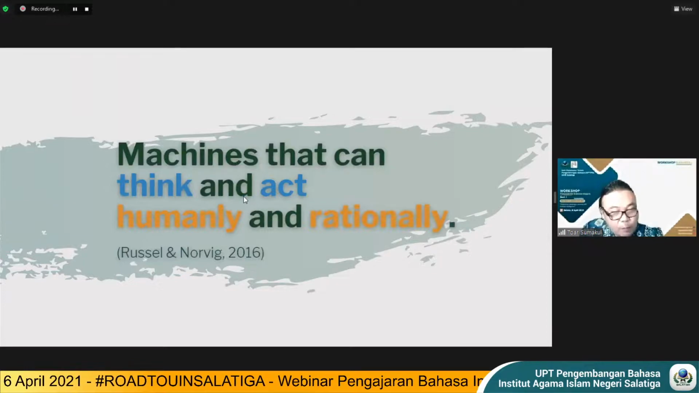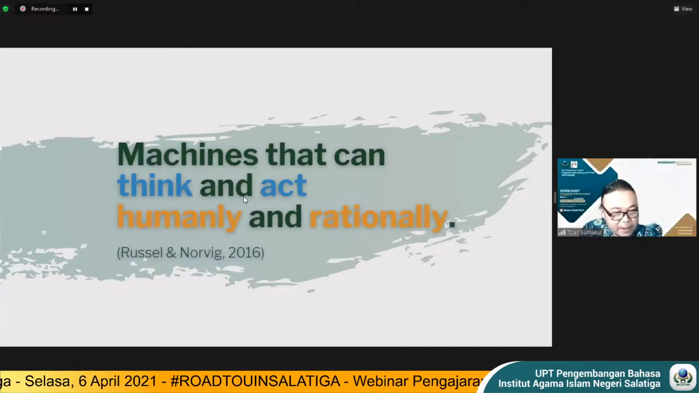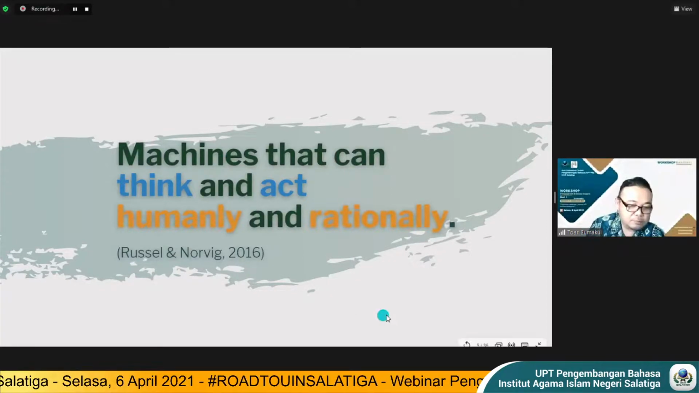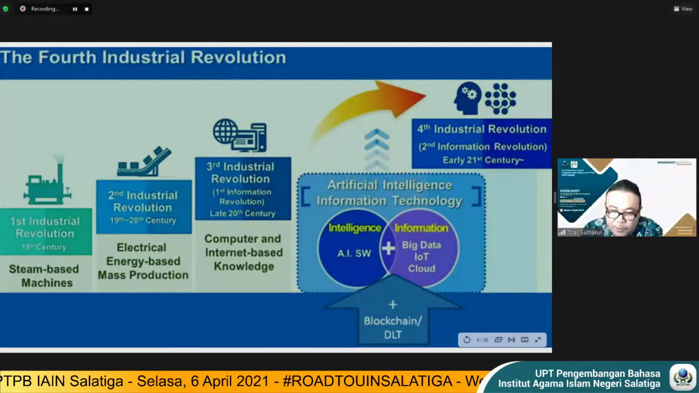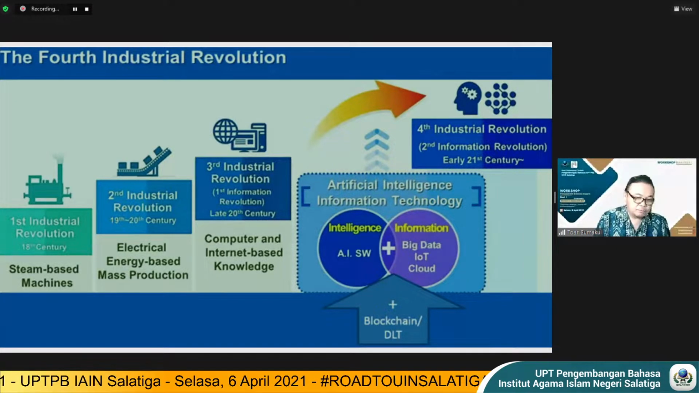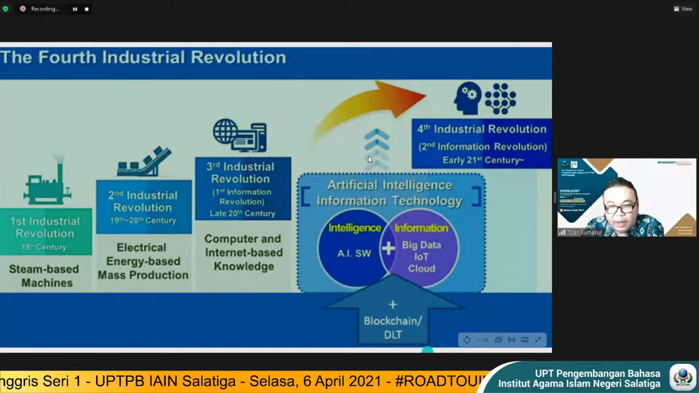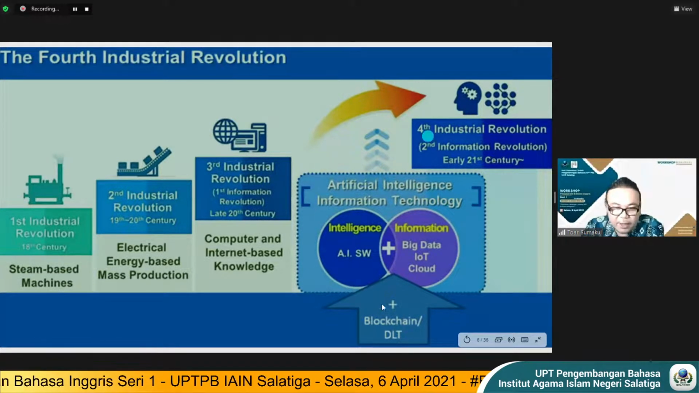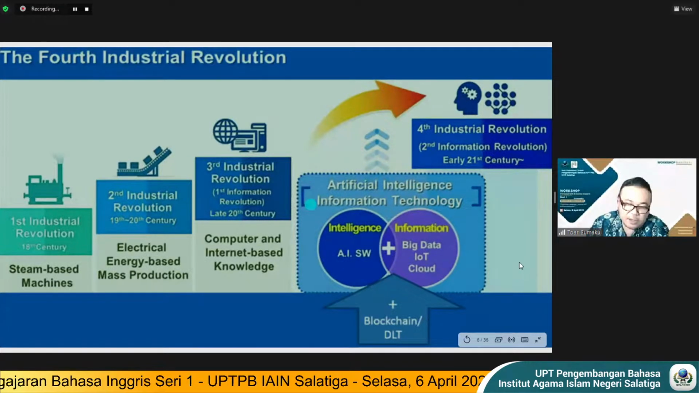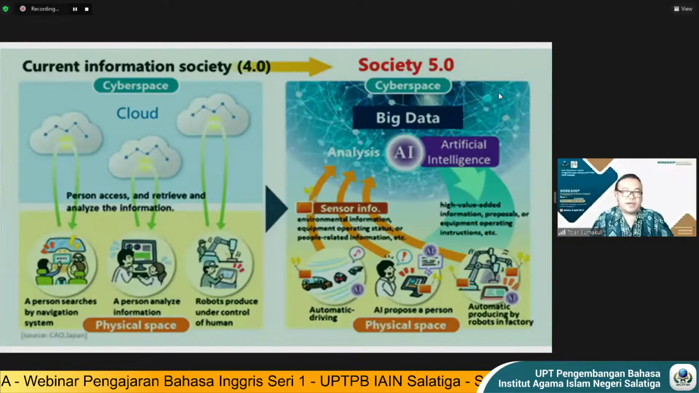And now why are we so overwhelmed with this AI technology right now? First of all, because of the Industrial Revolution 4.0. It was proposed in 2011, if I'm not mistaken, in Germany. And we are now in the fourth Industrial Revolution. And as we can see here, artificial intelligence technology is dominating this era.